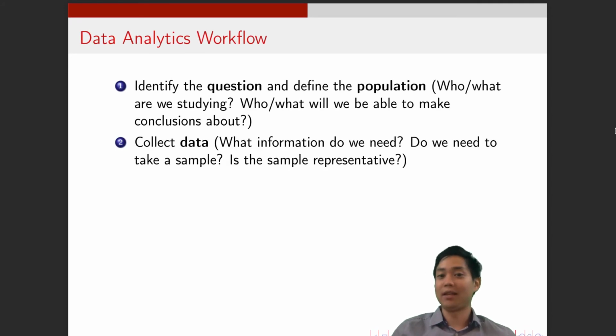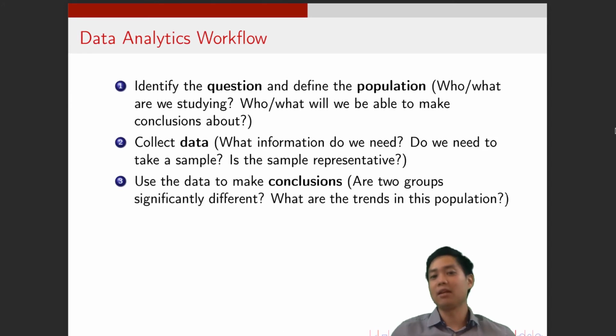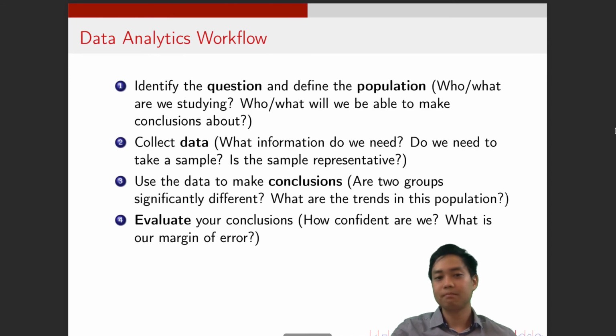Next, what we're going to do is collect the data. And so this can, as I said, come from many different sources. And there's all these questions about how we're going to do this. And then next, we're going to use that data to make conclusions. Again, there's all of these caveats, all of these questions that we need to ask when we're doing this. Stuff like what are the trends in the population? Are two groups significantly different? It's all going to depend on how the data collection was done and what kinds of conclusions we can make based on that.